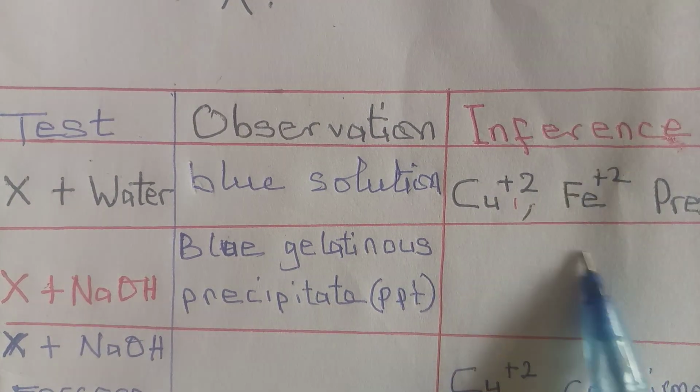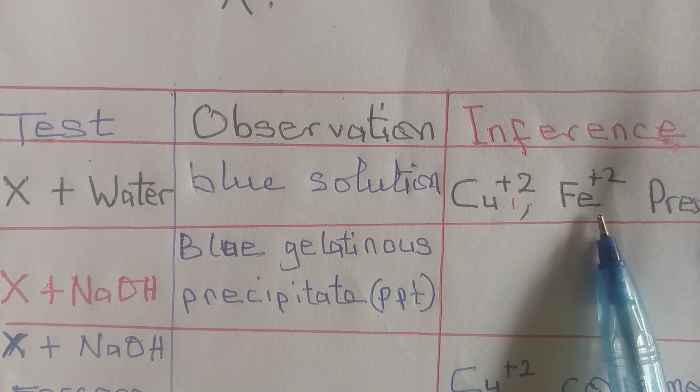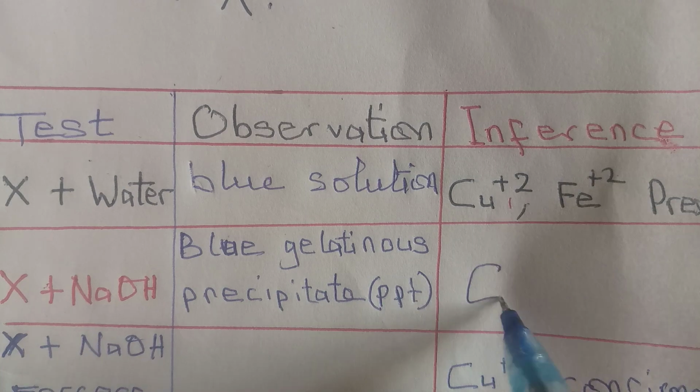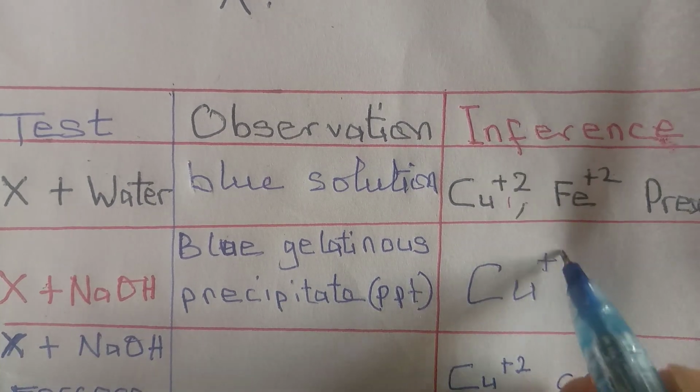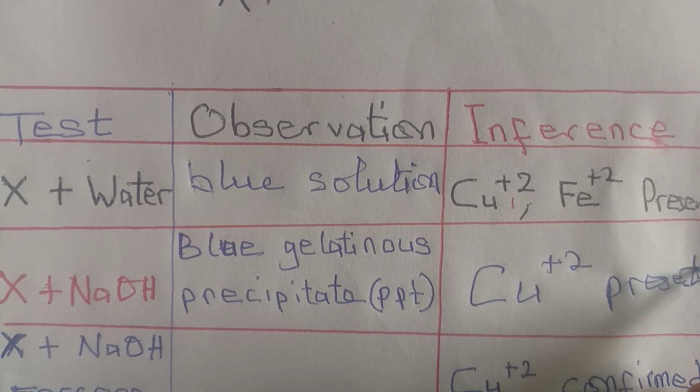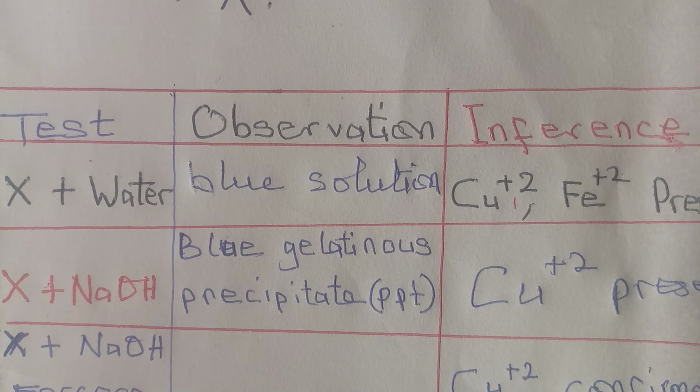Obviously, this is no longer iron 2. So you just come here and put copper 2 ion. Copper 2 is present. You put it there.